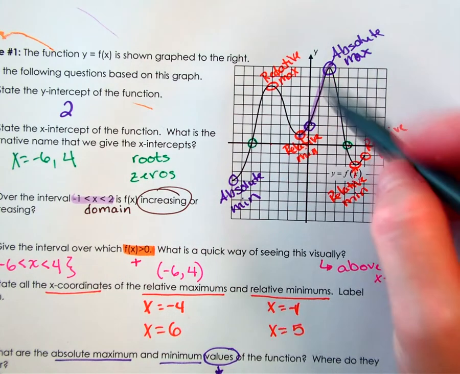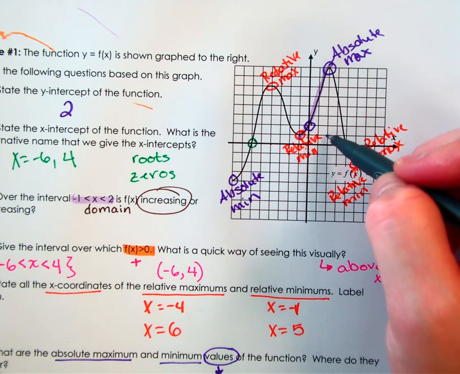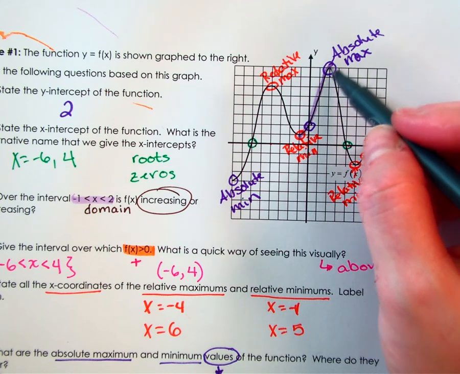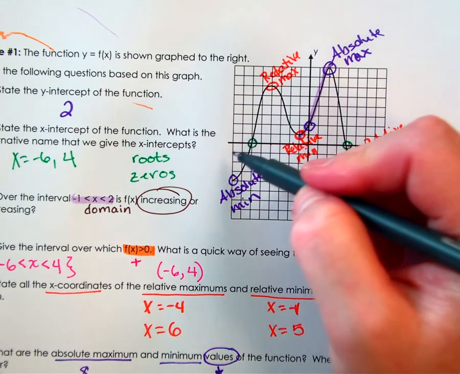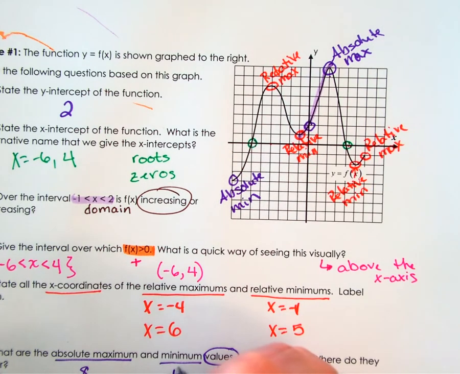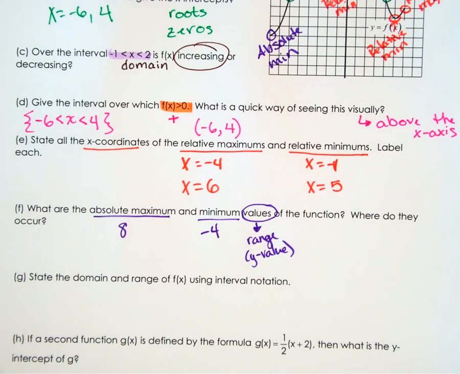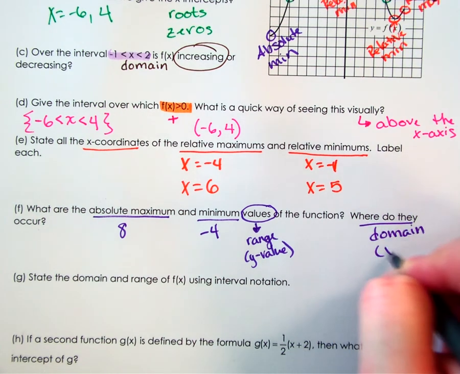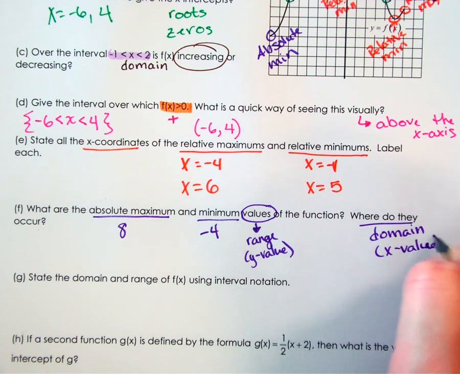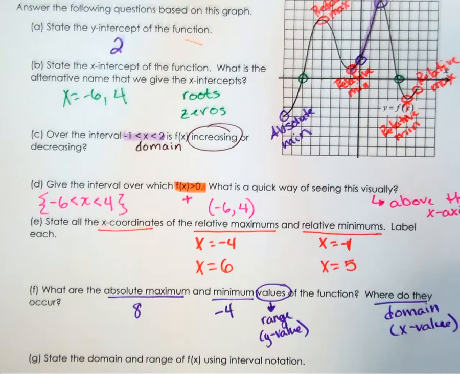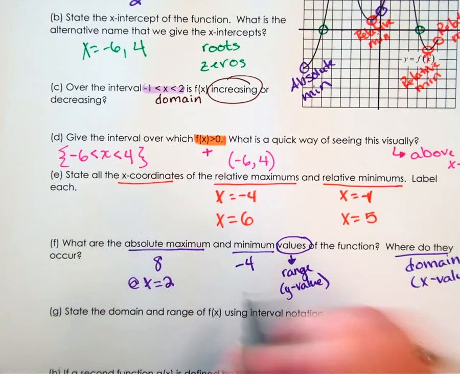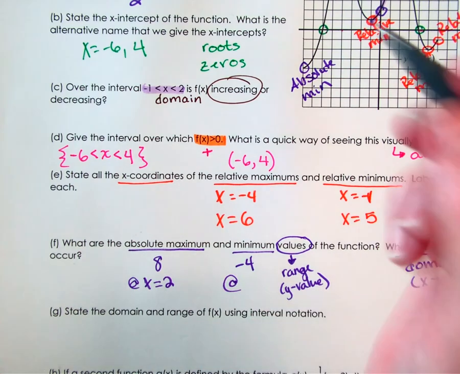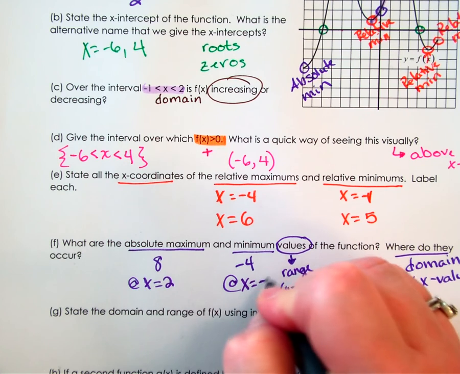Absolute min. So here, my absolute max is at 1, 2, 3, 4, 5, 6, 7, 8. So absolute max is at 8. Absolute min is at 1, 2, 3, -4. So my absolute maximum value is 8. My absolute minimum value is -4. Where do they occur? That's where they want the domain or x value of when they occur, or where they occur, I should say. So for this one, my absolute max is at x equals 2. My absolute min is at x equals negative 8.